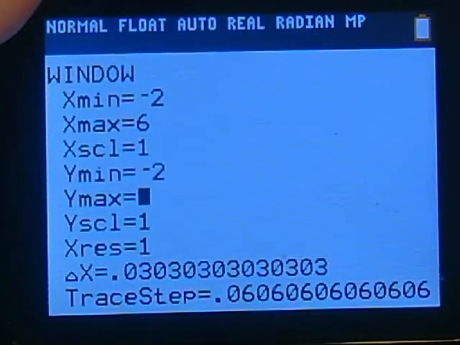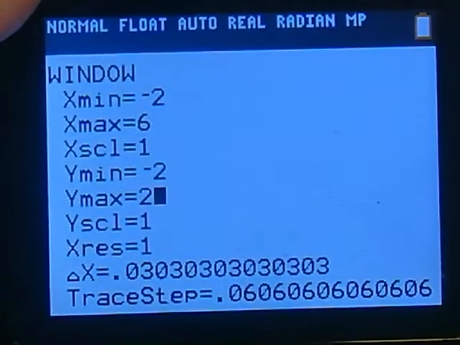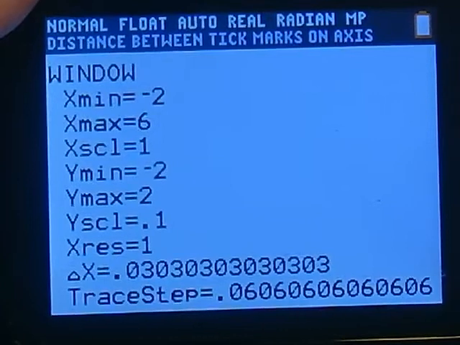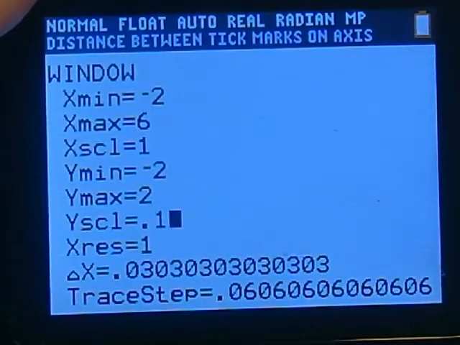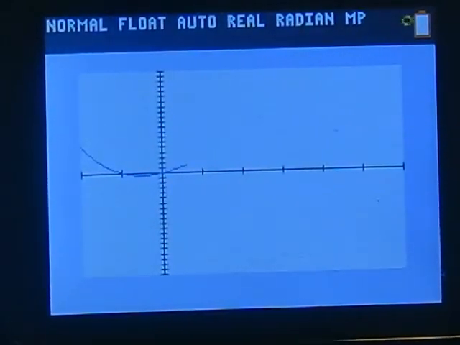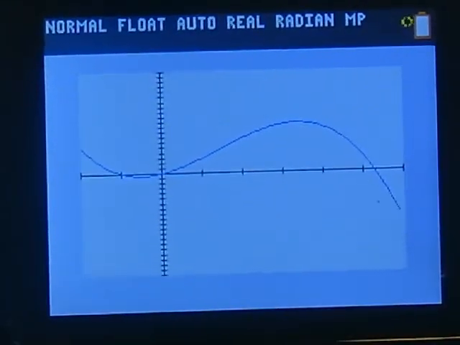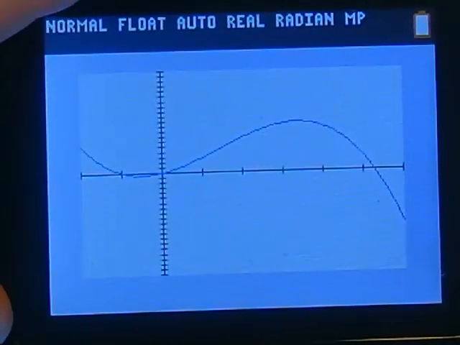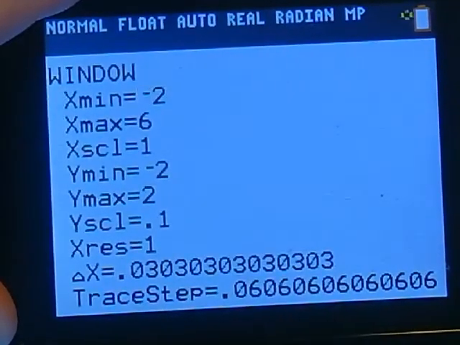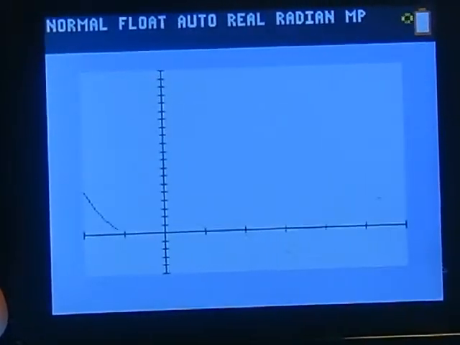We're going to change this to a y max of 2. And let's change our scale maybe to go by 0.1s. That way it's going by tenths of a liter. Okay, let's graph it. So here we are. Okay, that's better. You know, I don't need all of this at the bottom. So I'm going to change the window minimum, y minimum. Let's change the y minimum to go down to only, say, -0.5 or so. Graph it again. There we go.